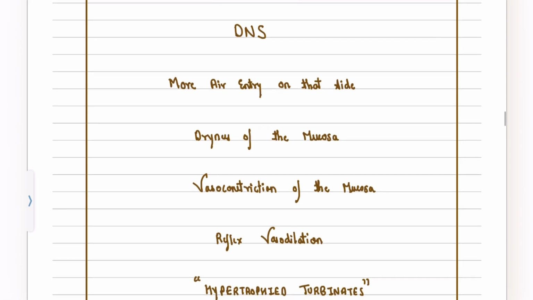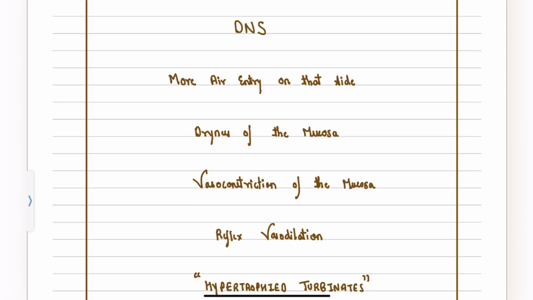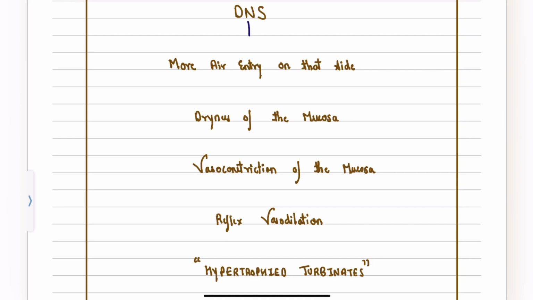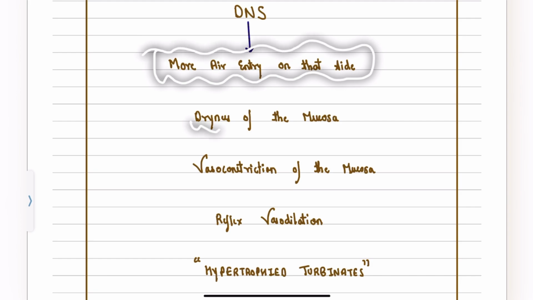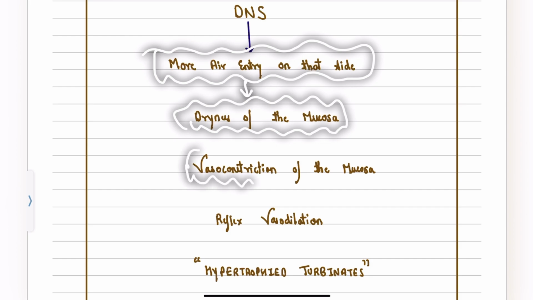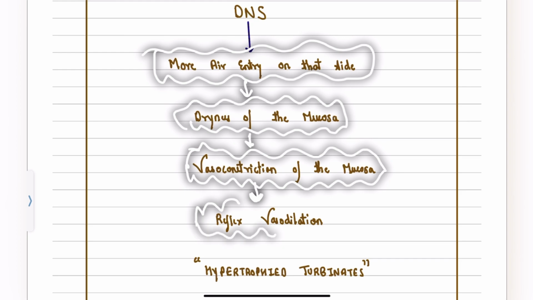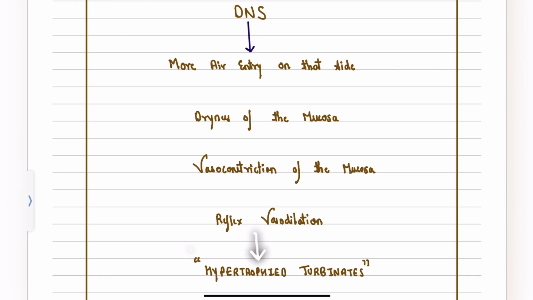So a person has DNS, acquired or congenital. So simple talk: due to deviated nasal septum, more air will enter on that side. Since more air is entering on that side, it will lead to dryness of the mucosa. And when the mucosa dries, there will be reflex vasoconstriction of the mucosa, and long-term vasoconstriction will lead to reflex vasodilation, and this reflex vasodilation will lead to the condition known as hypertrophy of the turbinate.